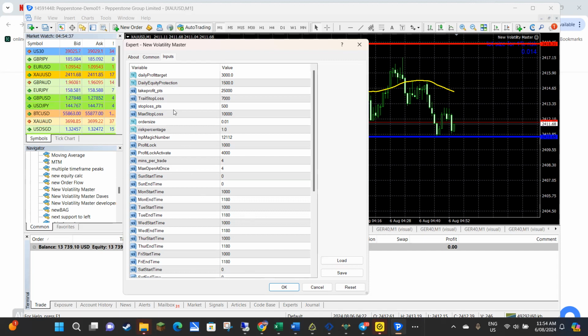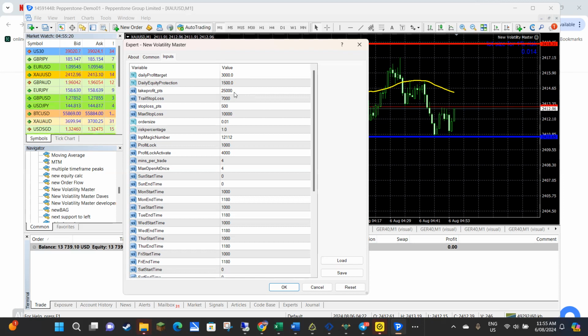All you would need to adjust for yourself is the daily profit target and the daily equity protection. And obviously these are in dollars, so the target is $3,000, and the equity protection, to protect against larger loss, is at $1,500. Now, depending on your account balance, obviously you will need to adjust those. Take profit is in points, so that's 25,000 points or 2,500 pips.